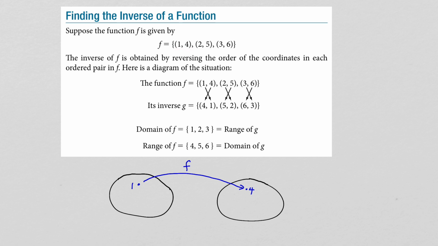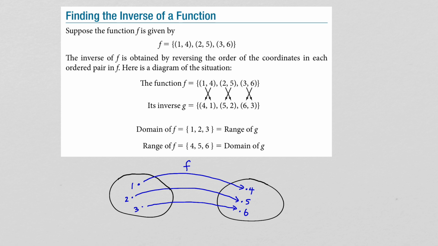The number 2 gets taken to the number 5. And the number 3 goes to the number 6. This is what a function does. It assigns a unique number to a given number.